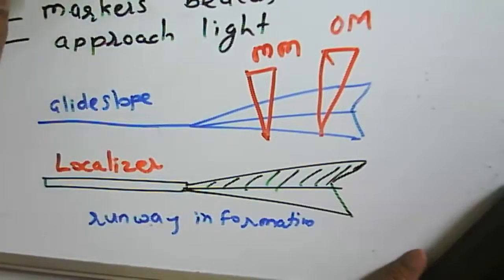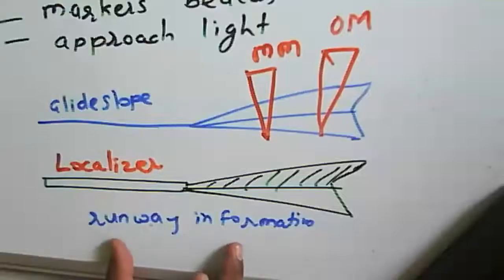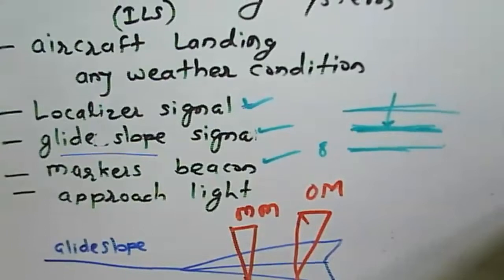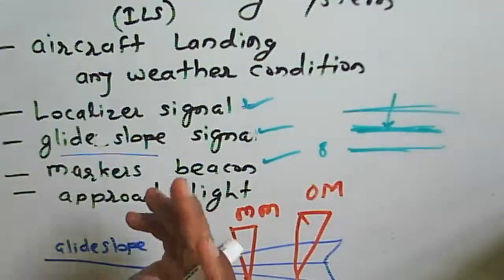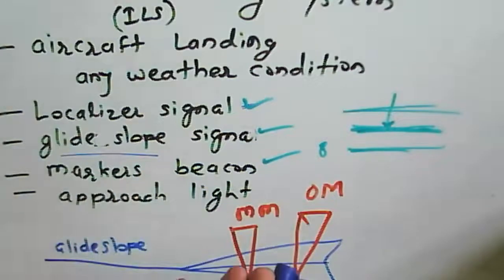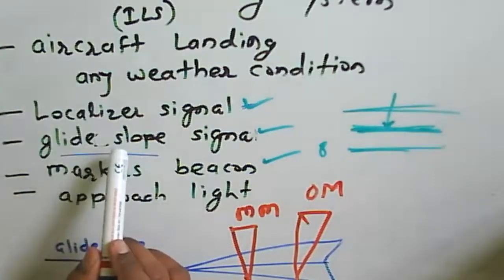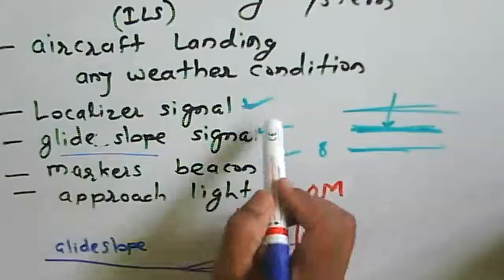So we have the information regarding the runway, and that information is displayed and available to the pilot. Based on that, the pilot is going to take action regarding the position at which the aircraft is present, and according to that the landing takes place there. So we have two pieces of information: one is the localizer signal, and the other is the glide slope signal.